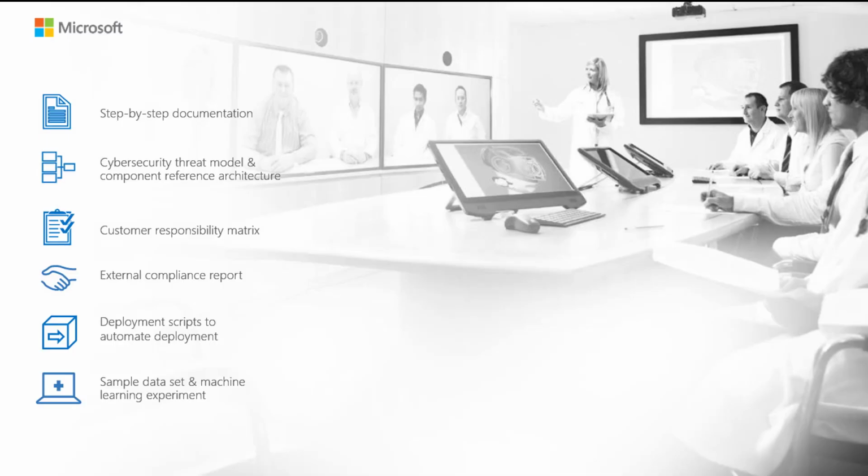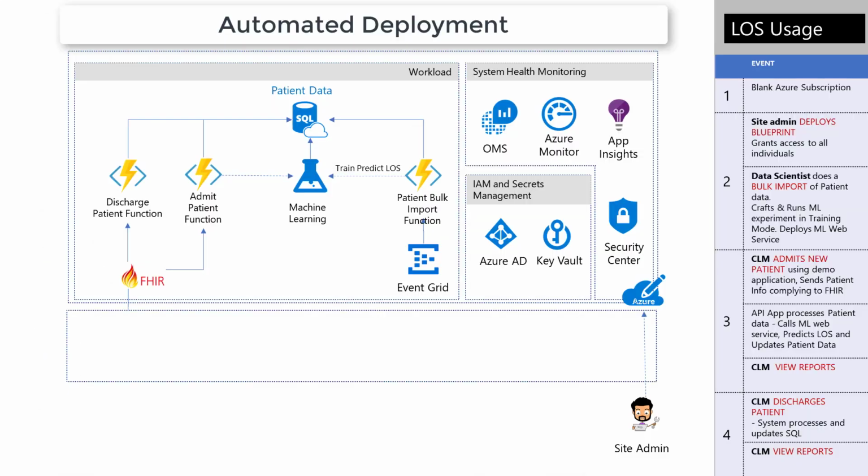The blueprint also provides a number of core assets, to include step-by-step documentation, a cybersecurity threat model and component reference architecture, a customer responsibility matrix, an external compliance report, deployment scripts to automate deployment, and a sample health dataset and machine learning experiment. So let's take a look at what it takes to deploy the solution.